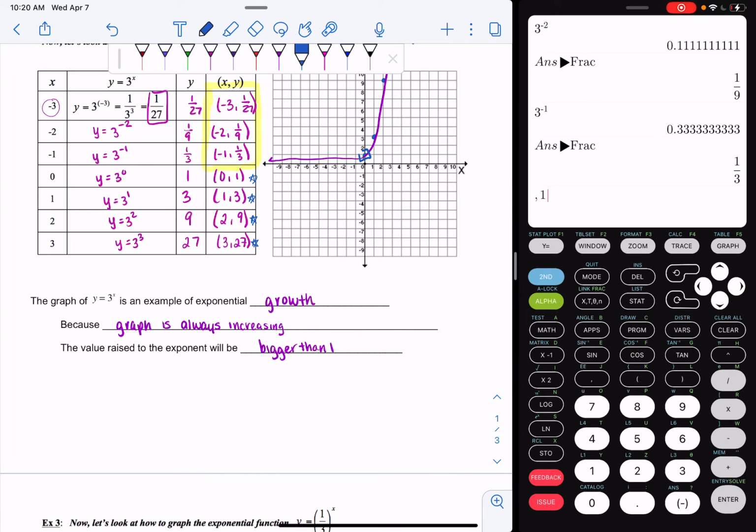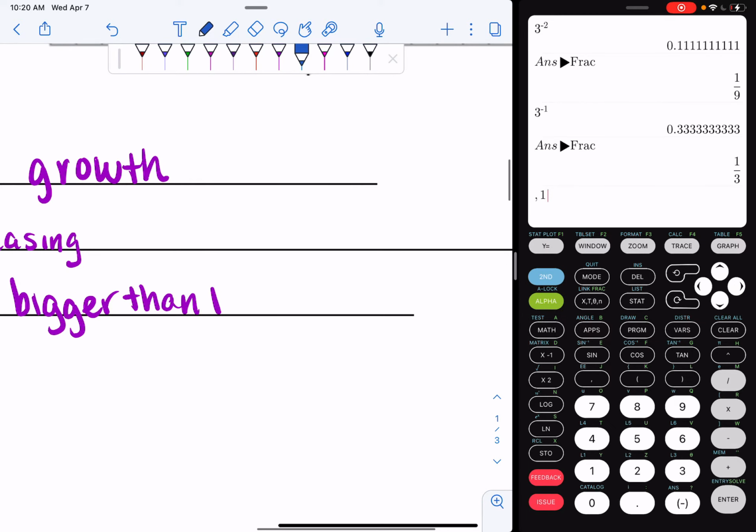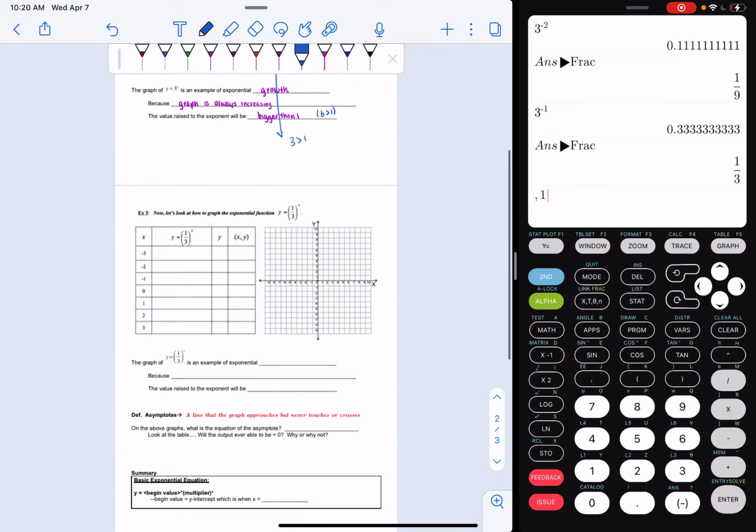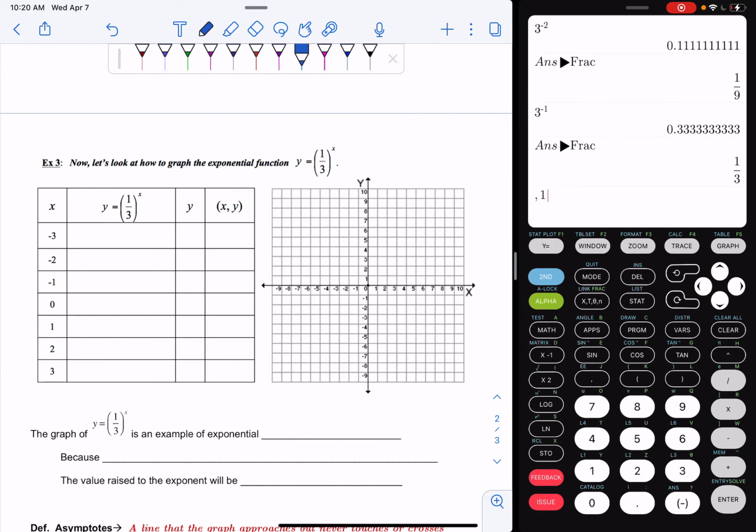So the value raised to your exponent will be bigger than 1. In math language, we can say b is going to be greater than 1. And we know that's true, because 3 is greater than 1. Okay, let's go on to our next example, where we look at something with a fraction now.